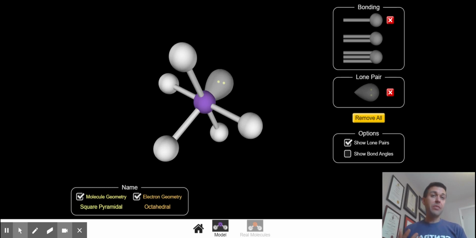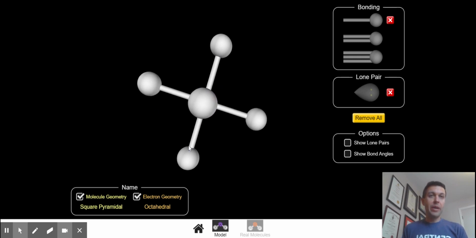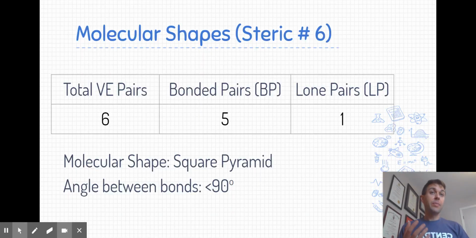When we have 6 pairs of electrons, but one of them's a lone pair, we see this shape here. We see a square on one plane and then one bond sticking up. This is called a square-based pyramid. When there are 6 pairs of electrons and one of those 6 is a lone pair, we get a square pyramidal shape or a square-based pyramid. The angle between the bonds is not perfectly square, it's a little bit less than 90 degrees.